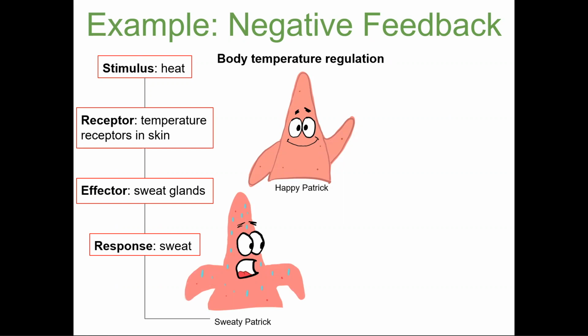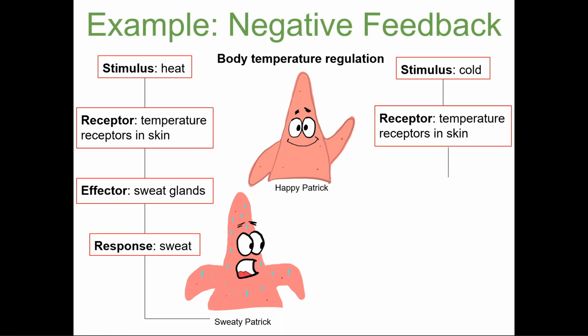What if the stimulus was cold? What would the receptor then be? Or where would the receptors be? Still in the skin. And what would the effector be then? Not sweat glands, but the muscles, because you shiver when you're cold.